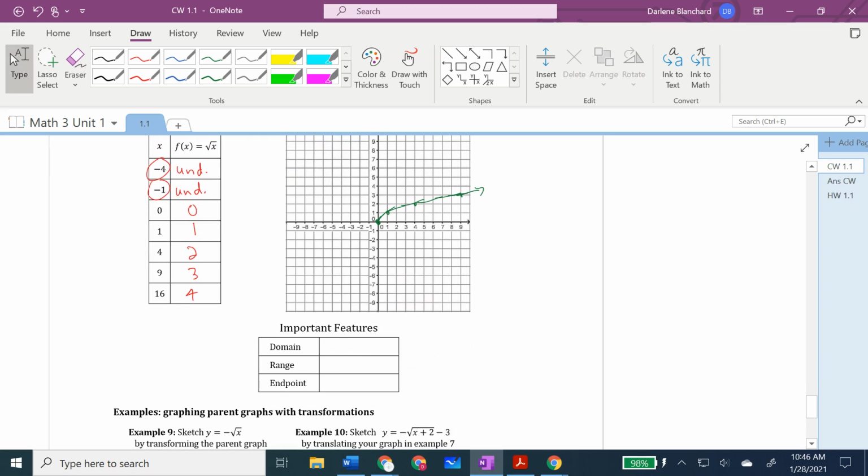The domain includes 0 and goes to infinity. The range includes 0 and goes to infinity. The domain is the horizontal existence. The range is the vertical existence.